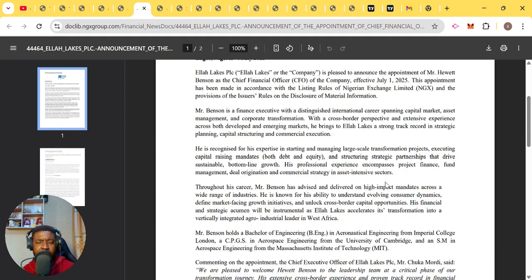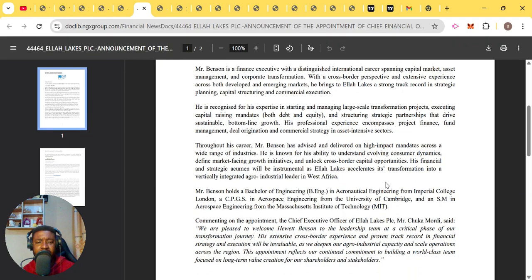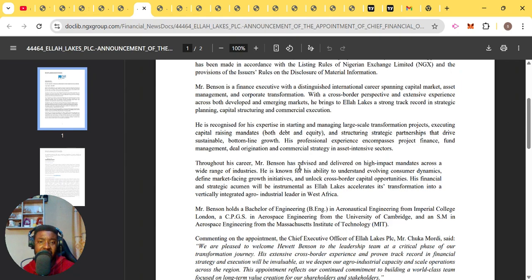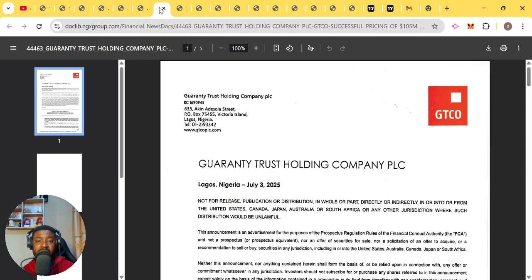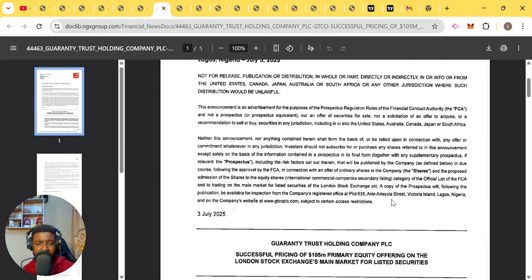So these Ellen Lakes, they are bringing new guys in. So Mr. Benson holds a Bachelor of Engineering in Aeronautical Engineering from Imperial College London with a CPGS in Aerospace Engineering from the University of Cambridge and an SM in the aerospace. I think these are just certificates in that area. He's going to do well, since in engineering you should know mathematics. Guarantee Trust Bank announcement. I think we've read something like this. Then that is the announcement on this.